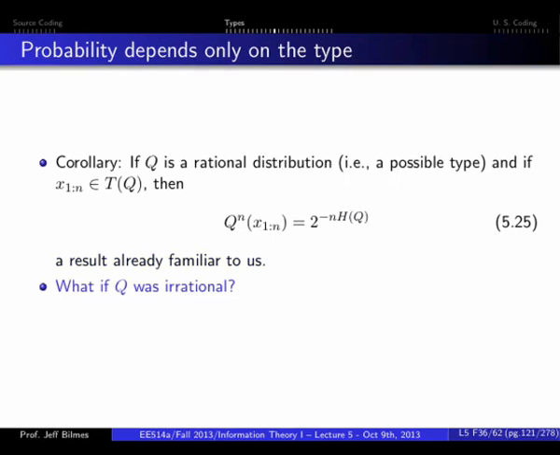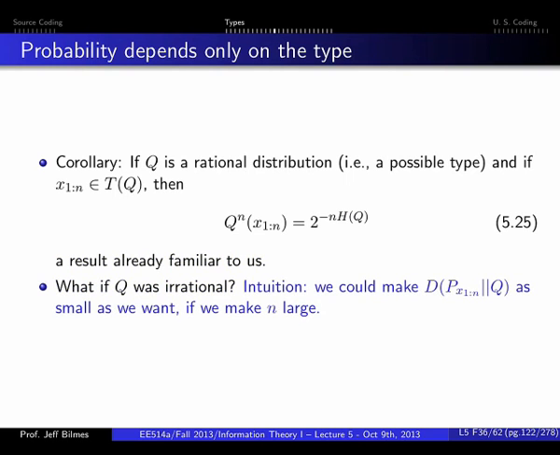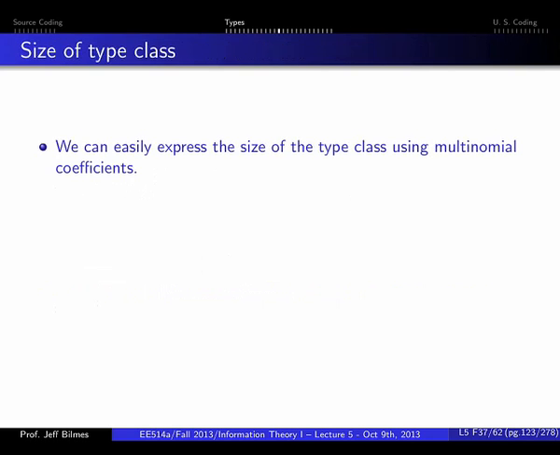So this is already familiar to us. So if q is irrational, I think we've already said this. We can make the tail divergence as small as we want if we make n large.